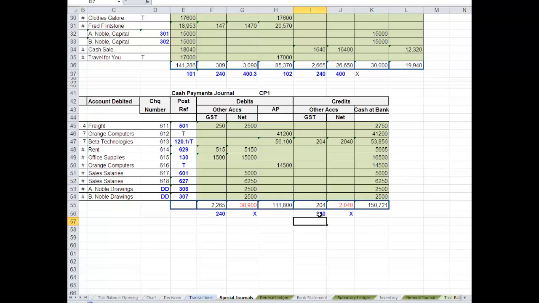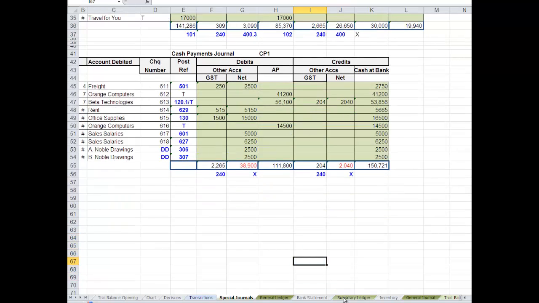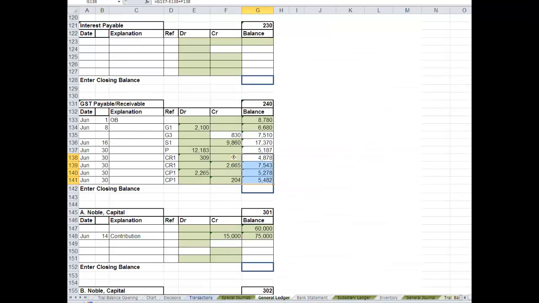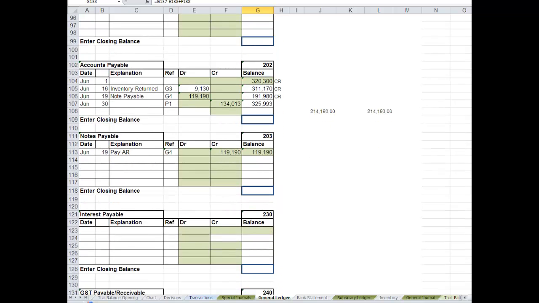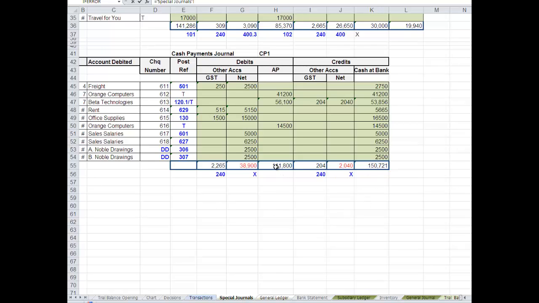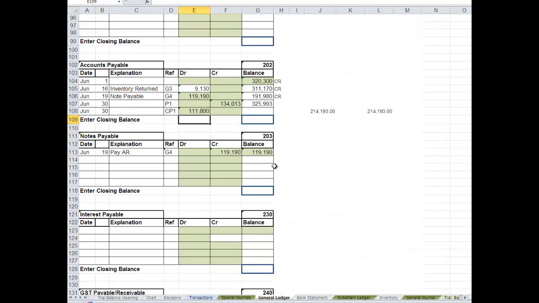240. Only 2 things to post: accounts payable, cash at bank. So debit account payable, gone too far. Liabilities, accounts payable, June 30, CP1, cash payments, journal 1, and that equals $111,800. Fill that down.